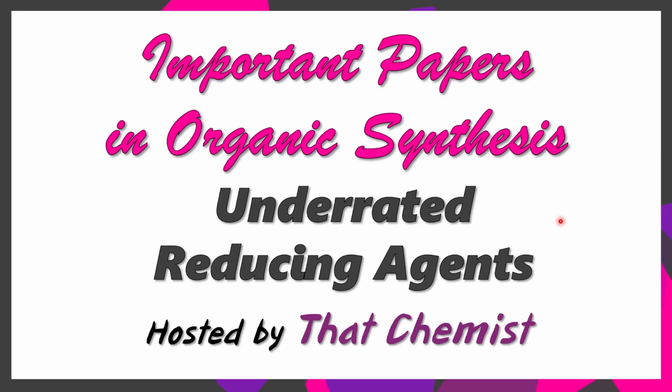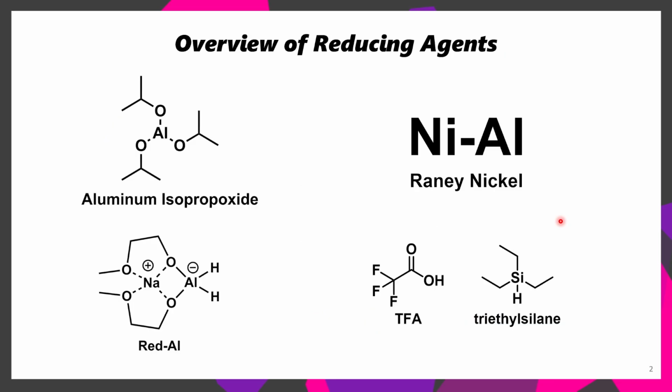Welcome back, I'm That Chemist, and in today's important papers, we're going to be discussing some underrated reducing agents that you occasionally see used in organic synthesis. To provide an overview, the four reagents that we're going to be discussing are aluminum isopropoxide, Raney nickel, Red-Al, also known as Vitride, as well as the combination of trifluoroacetic acid with triethylsilane.